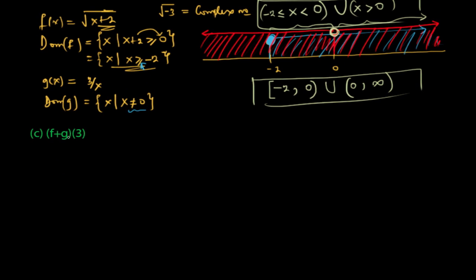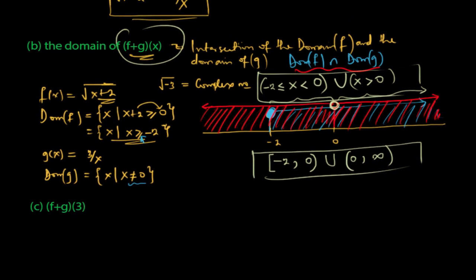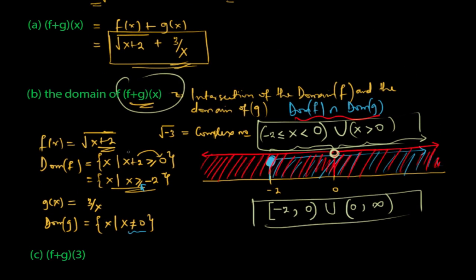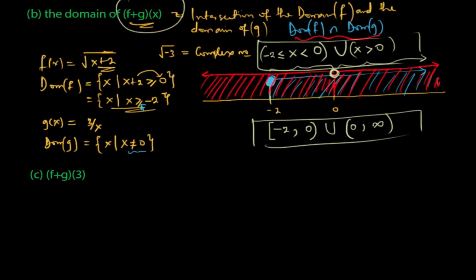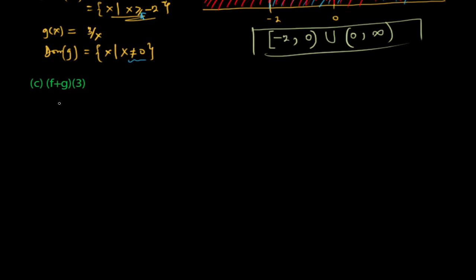Now here it says we should find f plus g of 3. To find f plus g of 3, you recall that this is f plus g of x, which I'm going to write down here. So f plus g of x equals the root of x plus 2, plus 3 divided by x. Now this is what we got as f plus g of x.